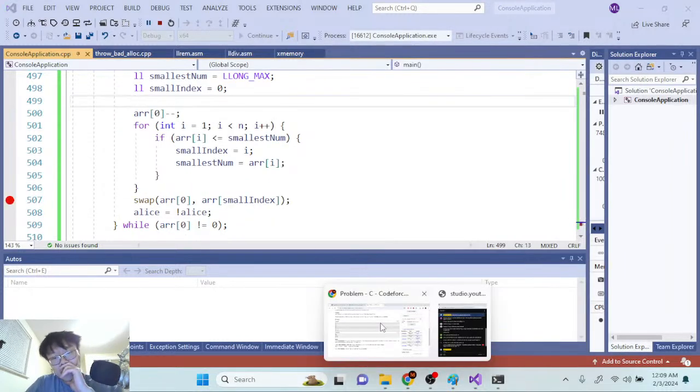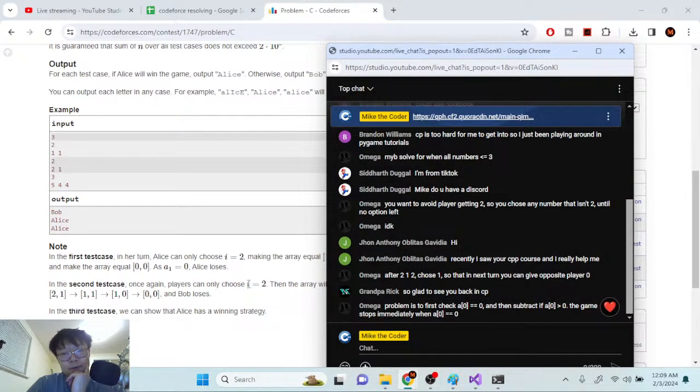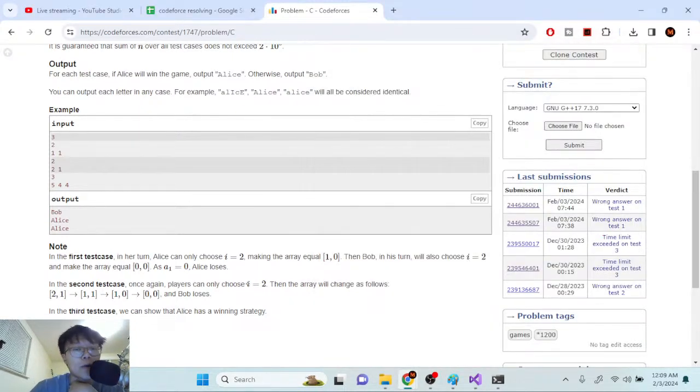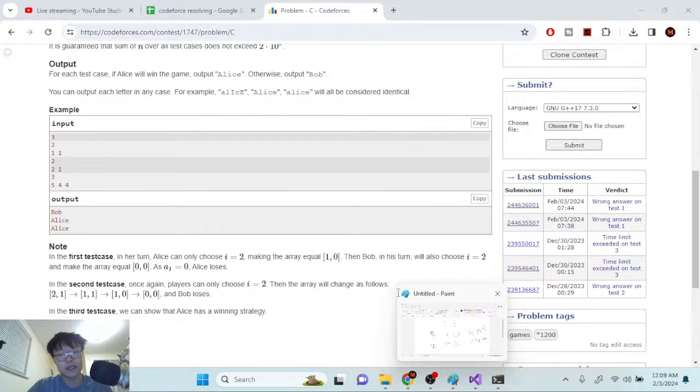Because we want Alice to win. If we want Alice to win, we need to think about how does Alice win on 544? That's what I'm trying to understand. Like, how does Alice win on 544?